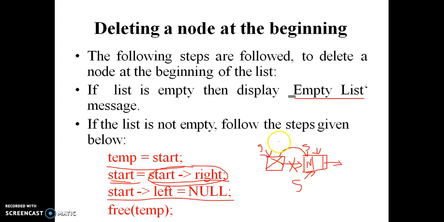Initially we had taken the start node address into temp. This is to free that memory space, that is, release that memory space back to the system, so that it can be used by other variables. This is how to delete a node at the beginning of the linked list.